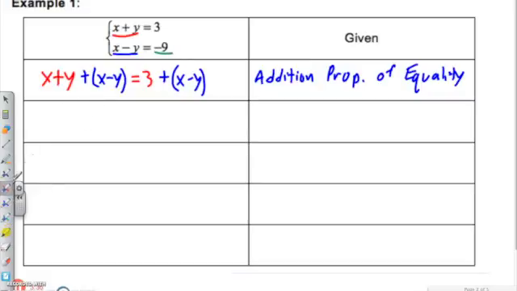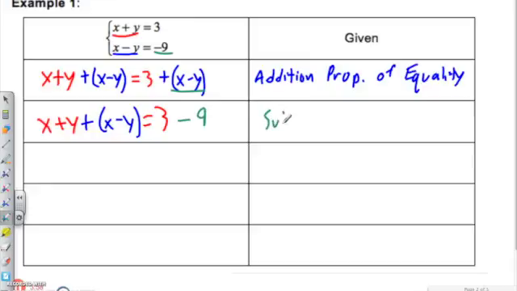So I'm going to rewrite the first side of the equation exactly as I have it. x plus y plus x minus y equals 3. But now I'm going to replace this x minus y with the negative 9 up here. Alright, and the thing that allows me to do that is my substitution property.